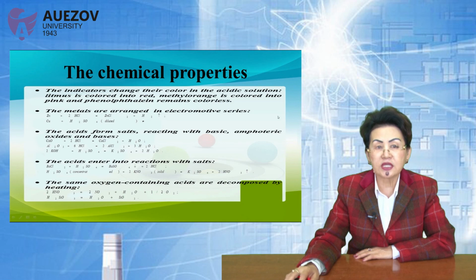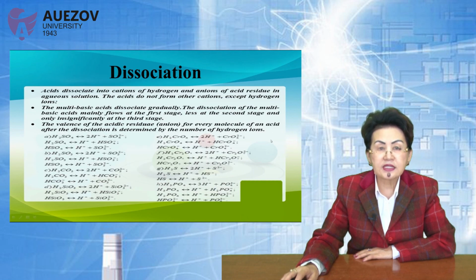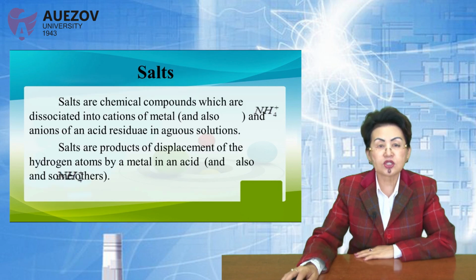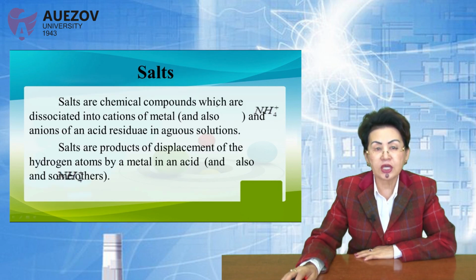The chemical properties: metals arranged in the electromotive series, the acids form salts, reaction with base, amphoteric oxide and the base, and so on. Next, dissociation. Acids dissociate into cations of hydrogen and anions of the acidic residue in aqueous solution. Salts. Salts are chemical compounds which dissociate into cations of metal and anions of acid residue in aqueous solution. Salts are products of displacement of the hydrogen atoms by metal in acid.